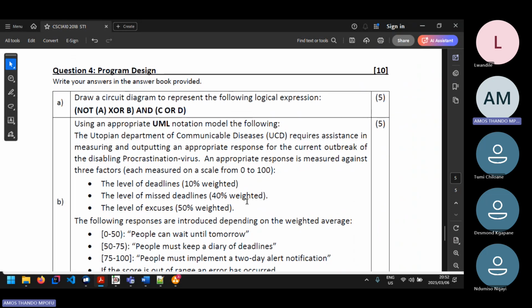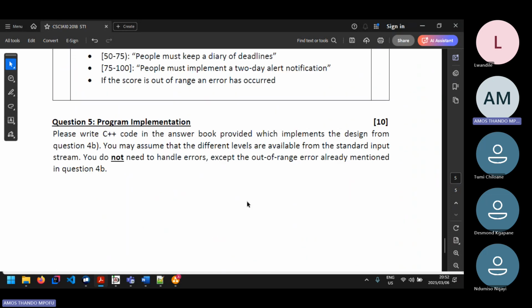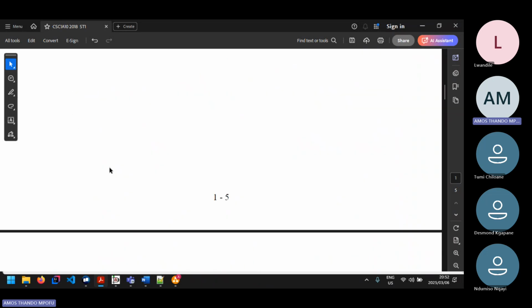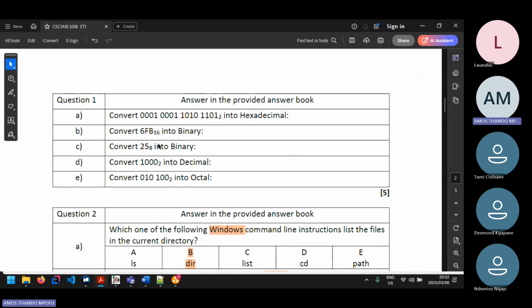So yeah, we'll continue with question 4, then question 5. After question 5, we're going to go back to question 1 to do those calculations over here.